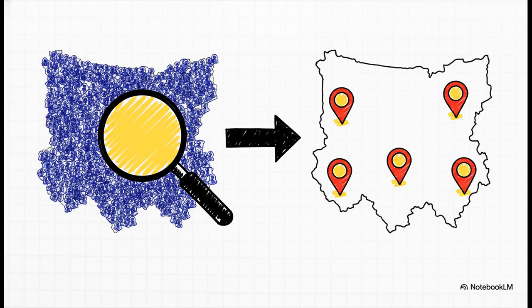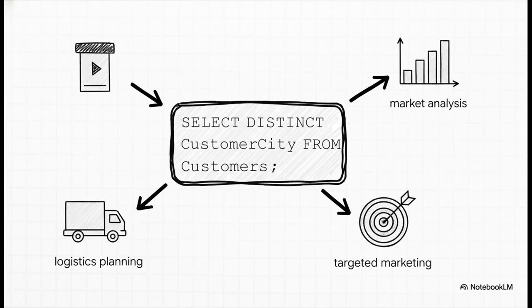Now let's jump into the business world. Imagine a company with millions of customers. They absolutely need to know where their market is. Distinct is a fundamental tool for getting that high-level, clean list of all the unique cities where their customers live. A data analyst would run a query exactly like this one. And this isn't just for a simple report. This one command is the first step for market analysis, for planning where to build warehouses, and for creating targeted marketing campaigns. It's a big deal.